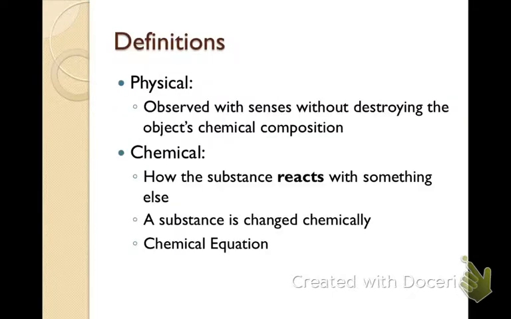So the first part are physical properties. We can observe them with our senses, and we don't have to actually mix it with anything else in order to see what the properties are. Chemical properties, however, we actually have to see how it reacts with another substance. So we have to combine it with something in order to see what happens. If it does change chemically, it's going to be a chemical change. And we should use chemical equations to help us figure this out.